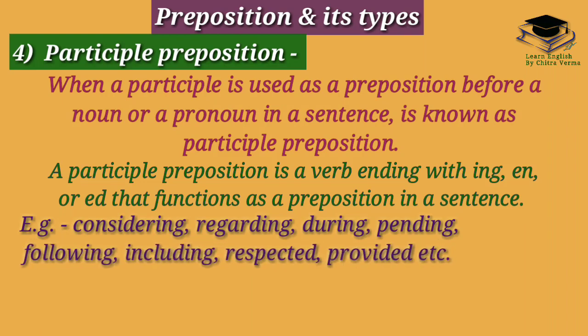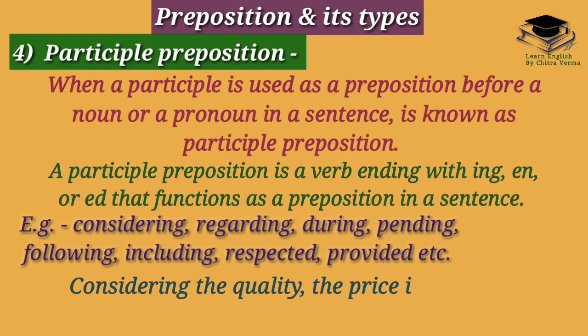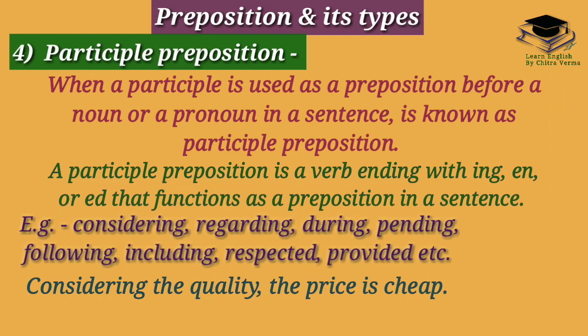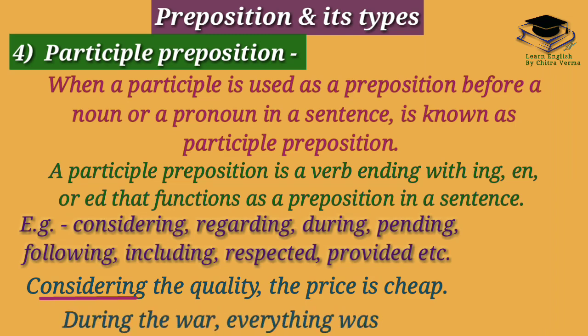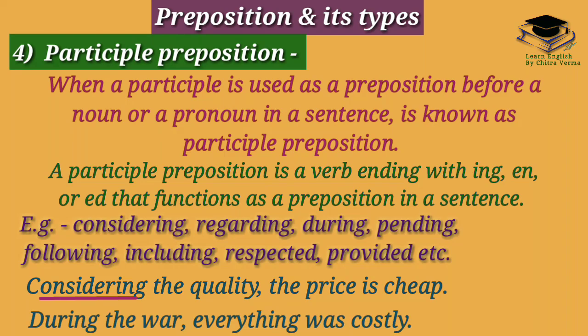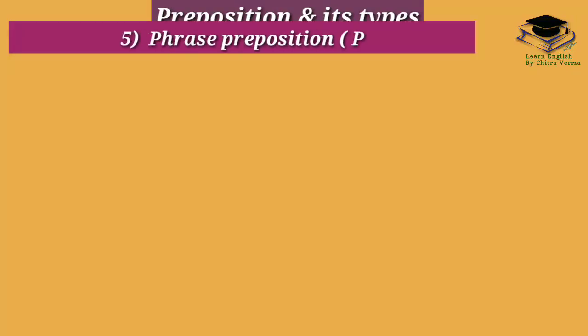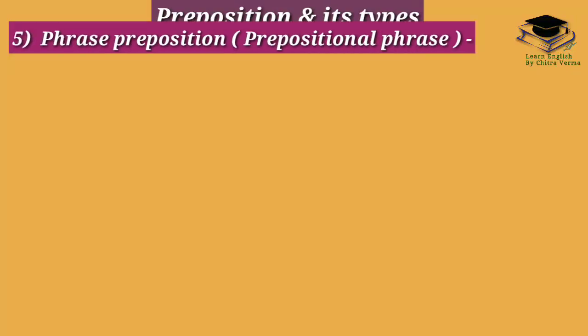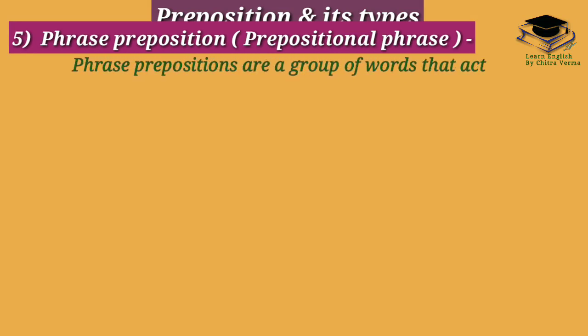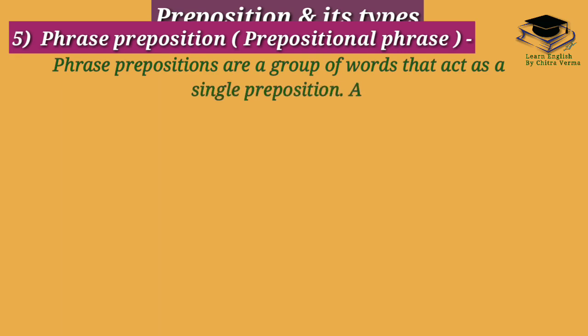Now let us form some sentences using these prepositions. Considering the quality, the price is cheap. Here, considering is the participle preposition. The next example is, during the war, everything was costly. Here, during is the participle preposition. The next type is phrase preposition, which is known as prepositional phrase. Phrase prepositions are a group of words that act as a single preposition.